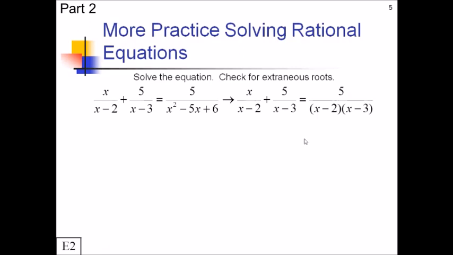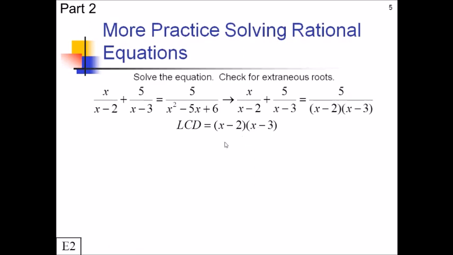So if we look at these fractions, we've got an x minus 2, an x minus 3. Those both need to be in our LCD. And looking over here, there's nothing new over here that we didn't already see before. So our LCD then is going to be x minus 2, x minus 3.